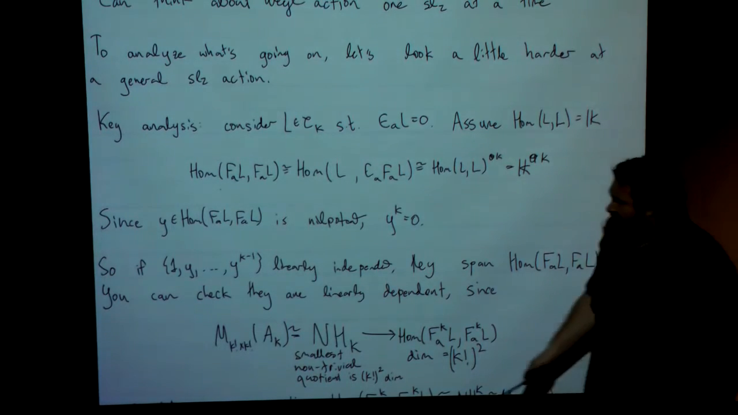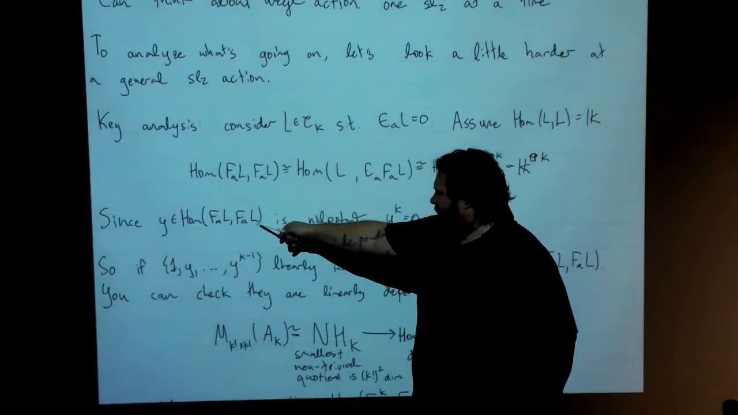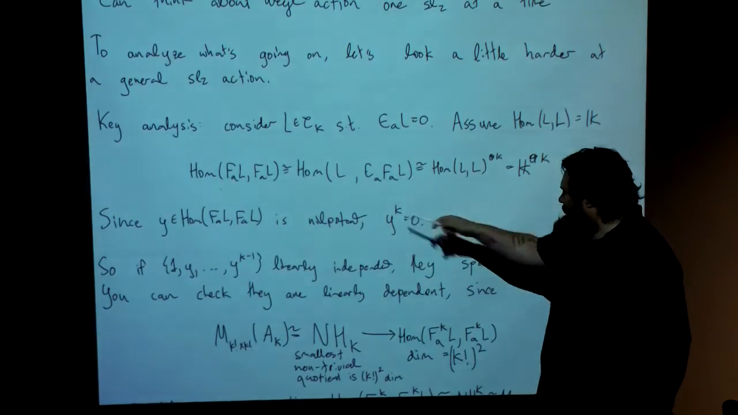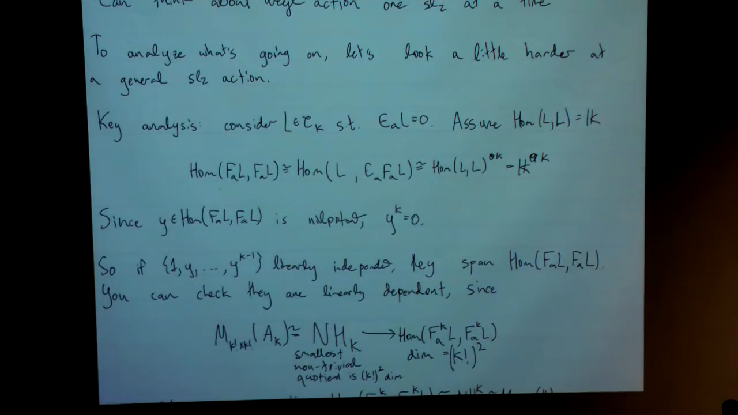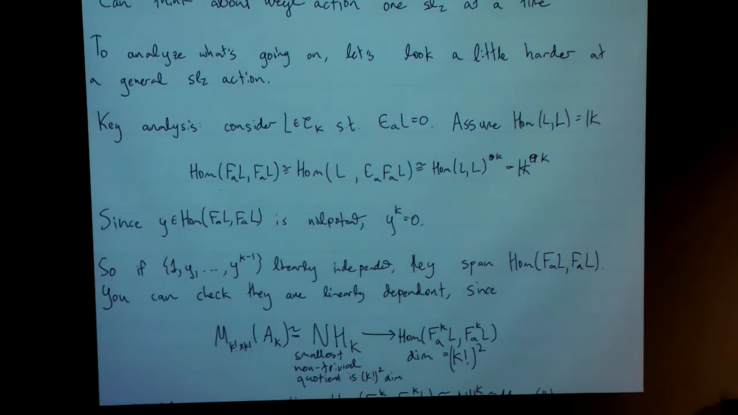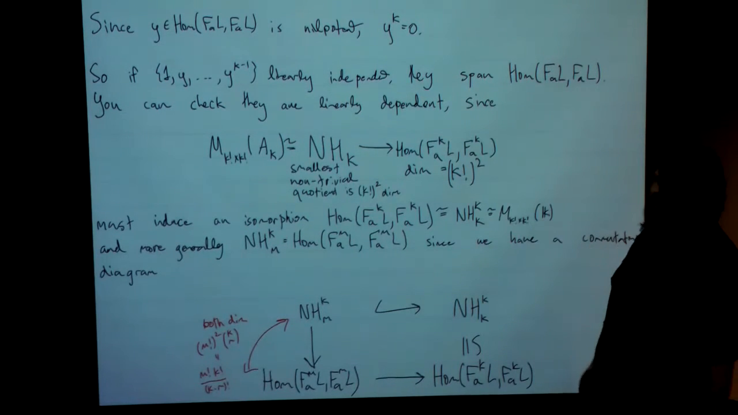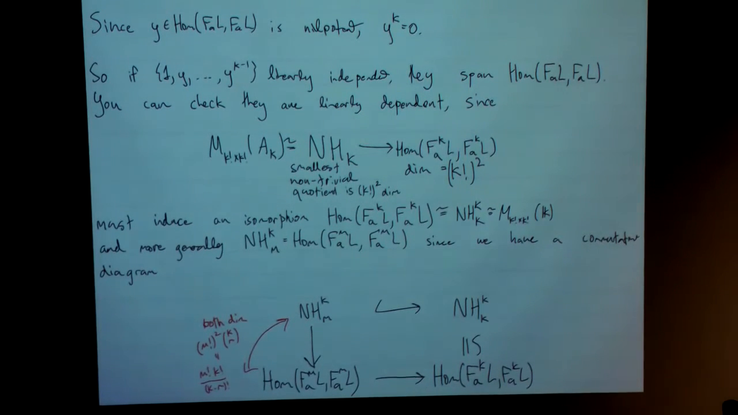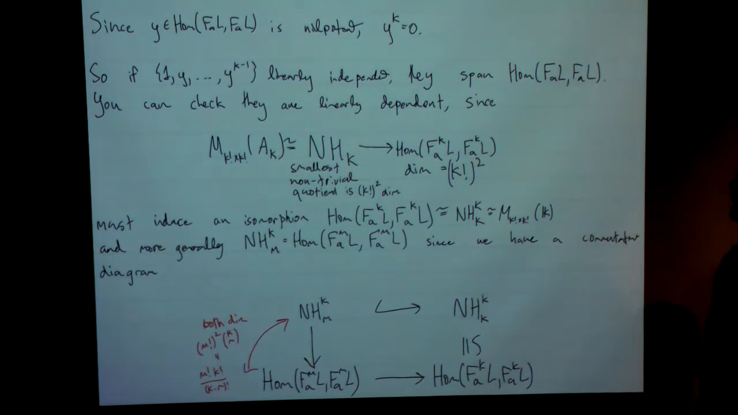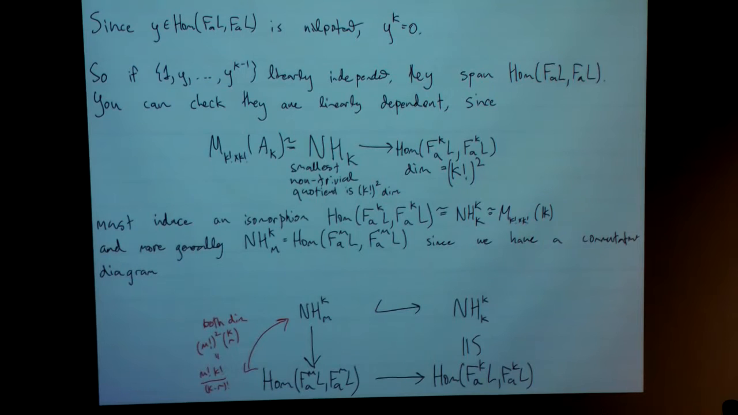So this tells me that I have y in this Hom space, it's nilpotent, so its K-th power has to be 0. It would be really nice if these powers of y up to K were linearly independent, because then I would know that they span this Hom space, and I would know that this Hom space was actually polynomials in y mod y to the K. Sorry, dependent when I mean independent.